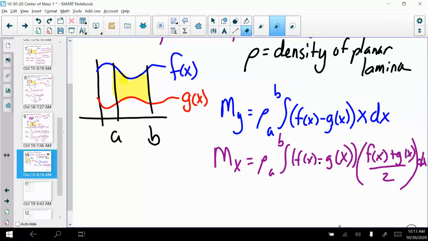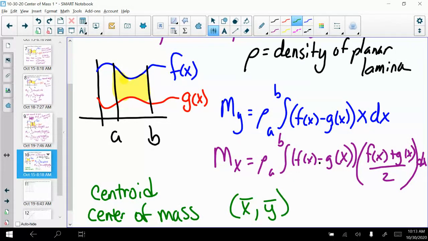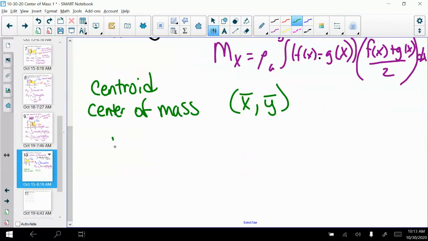And then the last thing I wanted to write down was our centroid. So our centroid, or our center of mass, which really is in the same place as our center of gravity as well, is x bar, y bar, okay? Now what's important is that you guys recognize that x bar is our moment about y divided by our total mass.